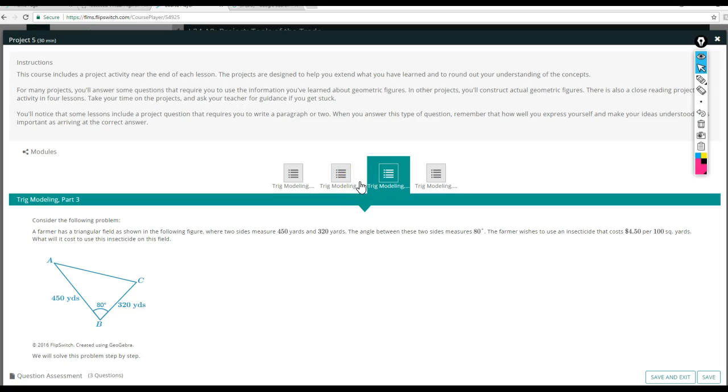Alright, before we start solving this problem though, I'm going to think to myself, this is $4.50 per 100 square yards. That's ringing a bell to me that we need to find an area so that I know how much I'm going to have to pay per square yard. So that's just in the back of my mind right now, that we're finding an area.